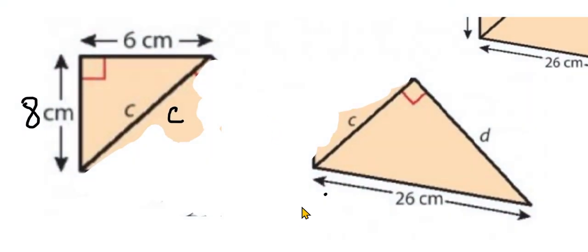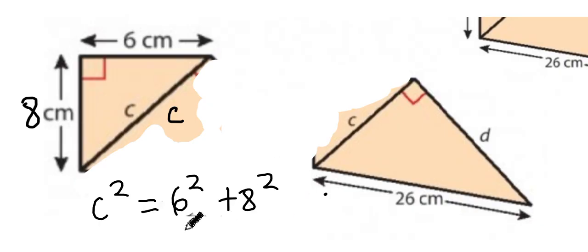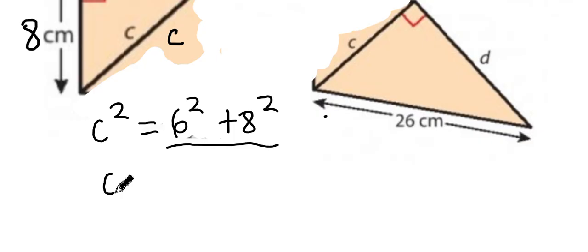So guys, what we're going to do is C squared equals what? The longest side squared equals what? 6 squared and 8 squared. And because the 6 squared and the 8 squared are on their own side of the equal sign, you can put it all into the calculator and add them up straight away. Okay, what you get? 100.